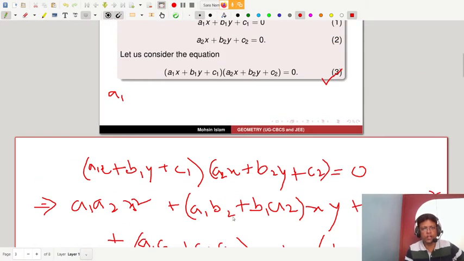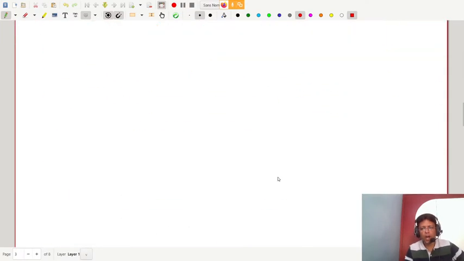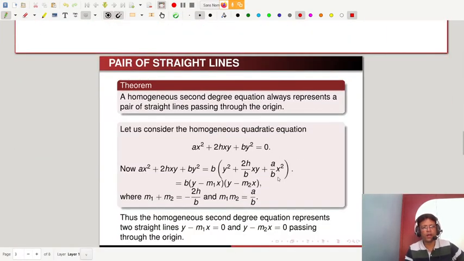Okay, so that is our first lesson in this lecture. Now let us move forward. Let us state a very interesting theorem. A homogeneous second degree equation always represents a pair of straight lines passing through the origin.